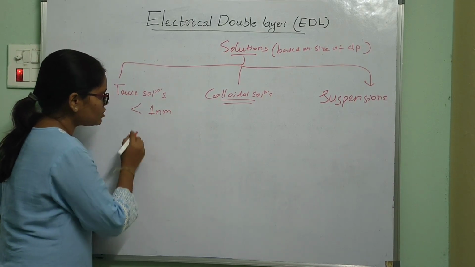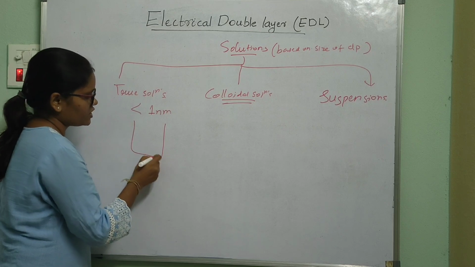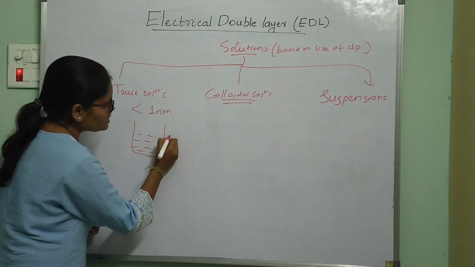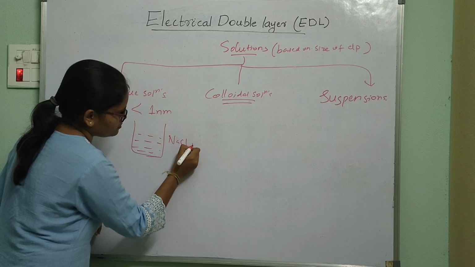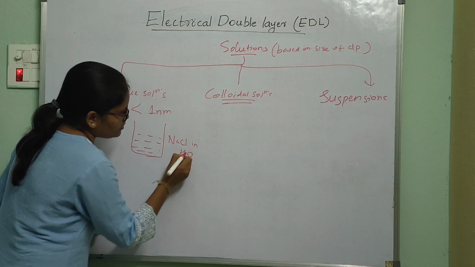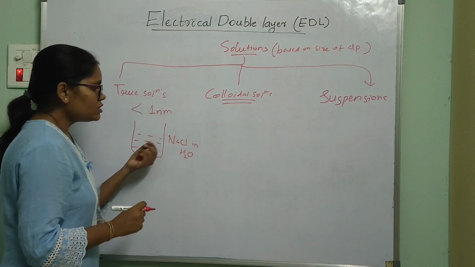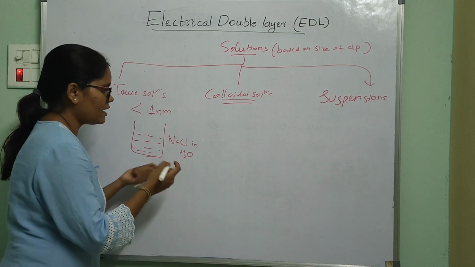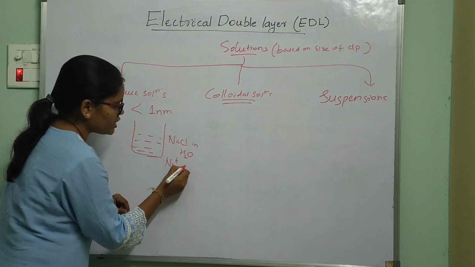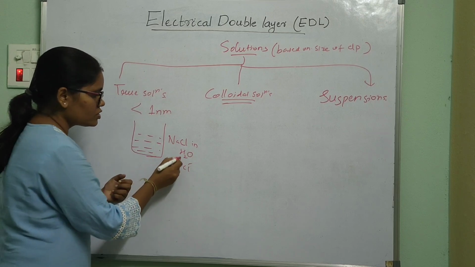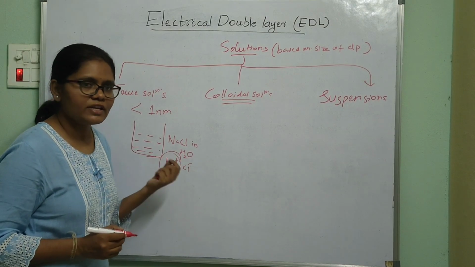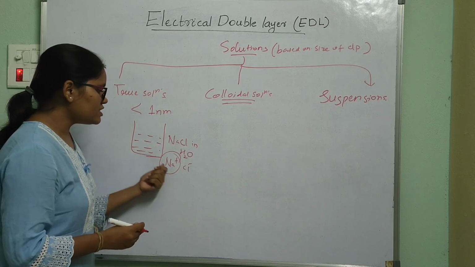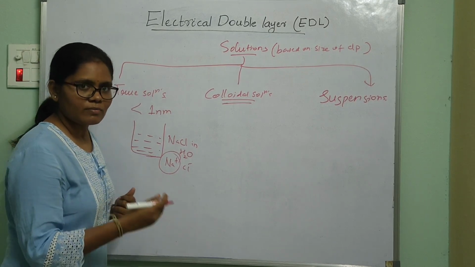What is an example of a true solution? It is the same that we had discussed earlier, salt, NaCl in water. When you dissolve NaCl in water, it will dissociate into Na+ and Cl- in water. So the size of one particle is very, very small, less than 1 nanometer, that you can't even see this particle with the help of a microscope.